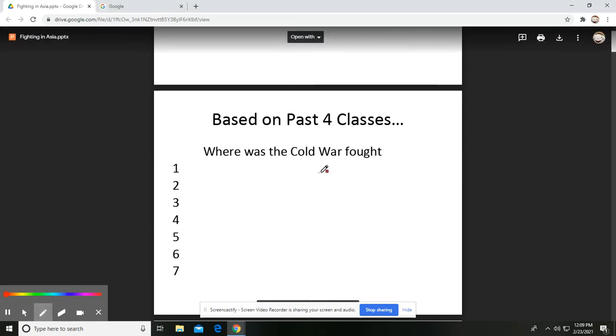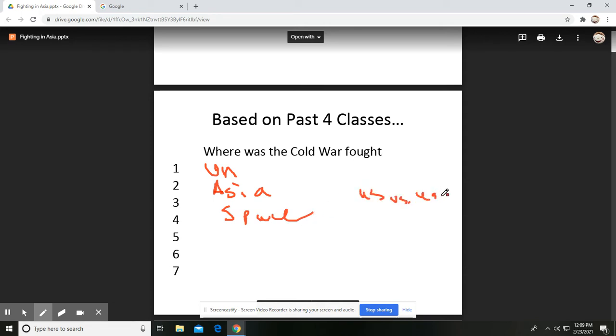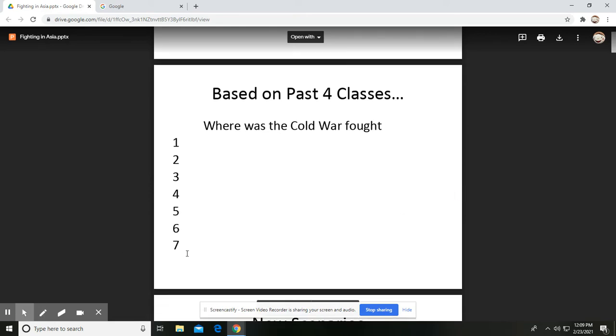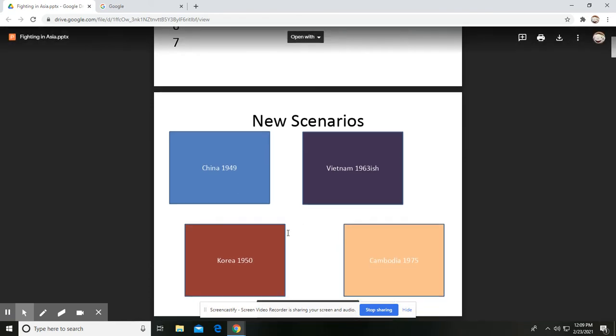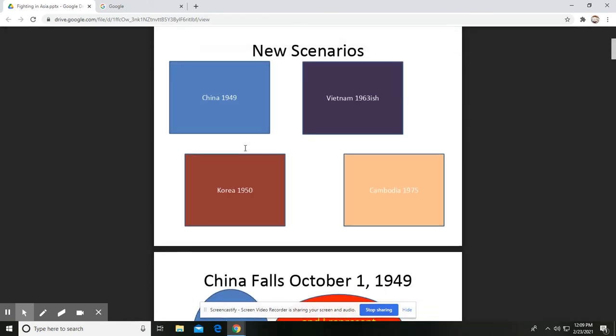And what I want you to think about here is everywhere. Whether we're talking about the United Nations, whether we're talking about Asia, maybe we're talking about outer space. Basically, whenever these two sides are in a position to go head to head, the Cold War is playing out. So keep that in mind as we transition to Asia with a focus on these 4 places here.